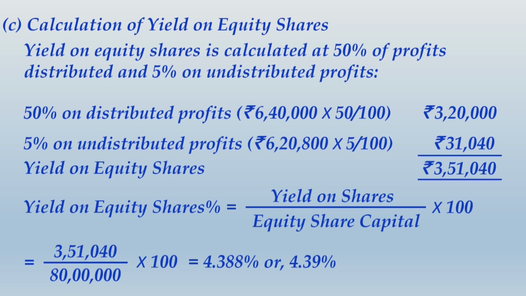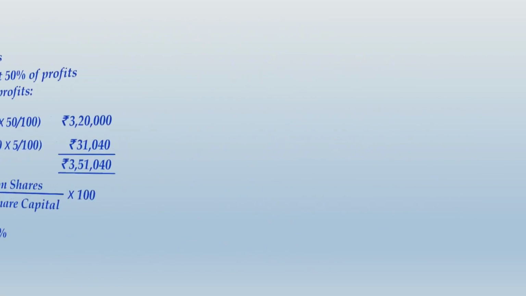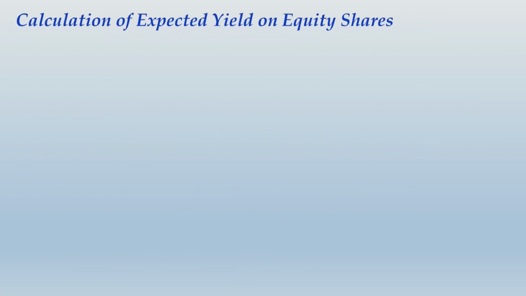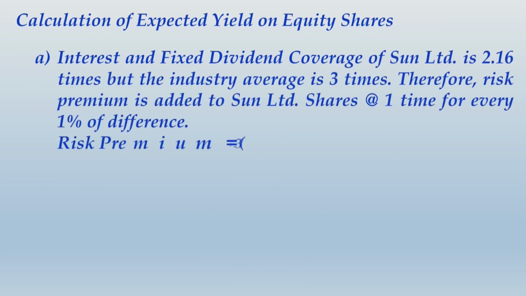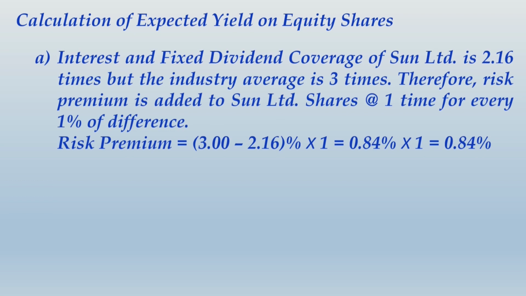Alright friends, you would have finished writing this as well. Now time for us to compute the expected yield, because the expected yield is based on those two ratios compared with the industry average, and where the risk adjustment would be required. We would say the interest and fixed dividend coverage of Sun Limited is 2.16 times, but the industry average is 3 times.